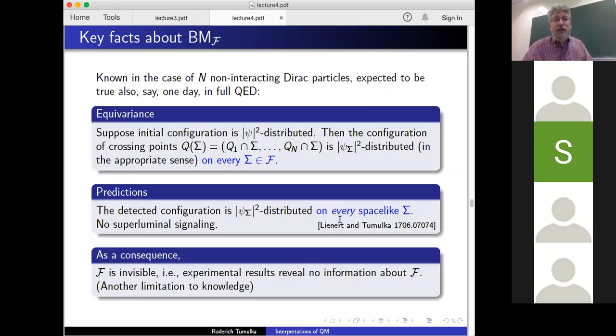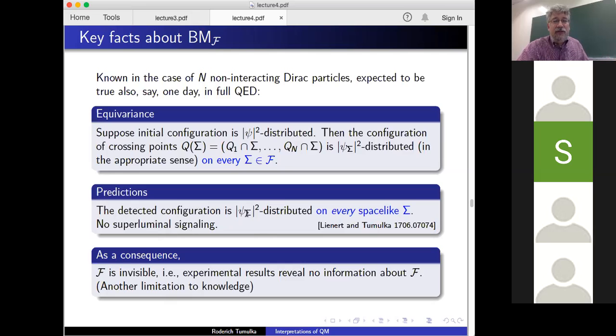Here are the key facts about this theory, Bohmian mechanics, based on a given foliation of space-time. You have equivariance. Suppose the initial configuration is psi squared distributed, then the configuration of crossing points on the surface sigma is psi squared distributed for every sigma that belongs to this foliation. Predictions of this theory are that the detected configuration is psi squared distributed even on surfaces that don't belong to the foliation. You can derive as a theorem that you have no superluminal signaling.